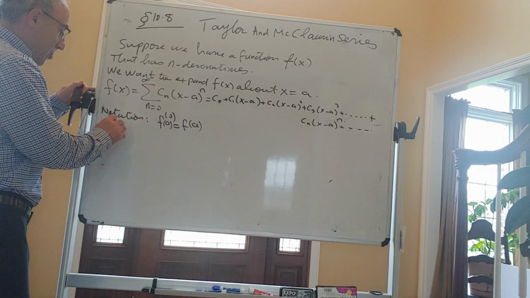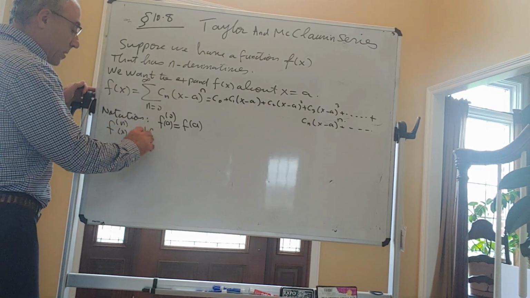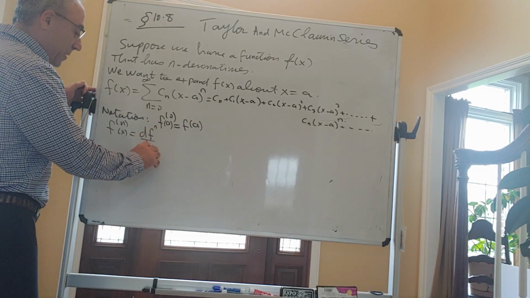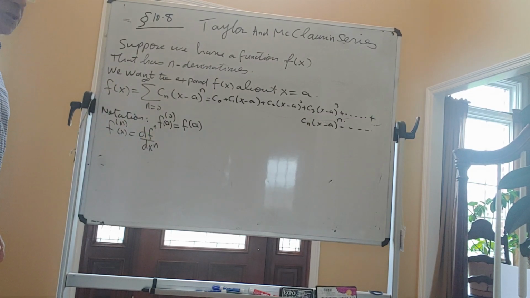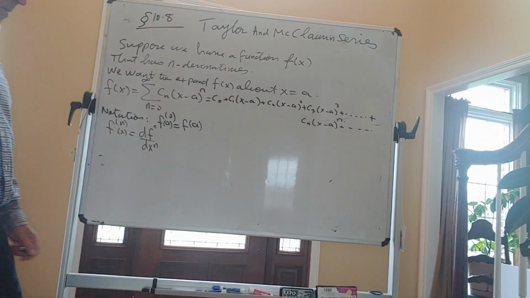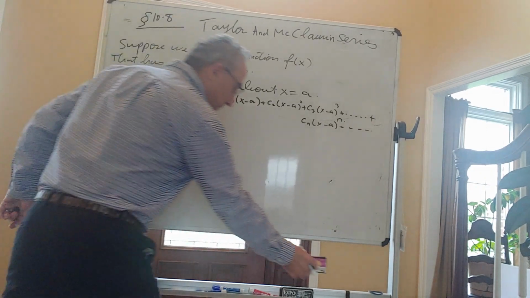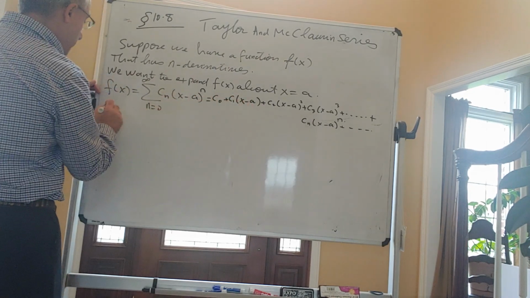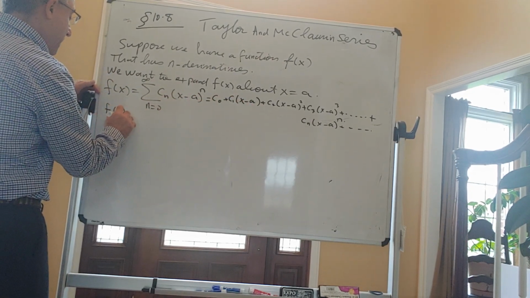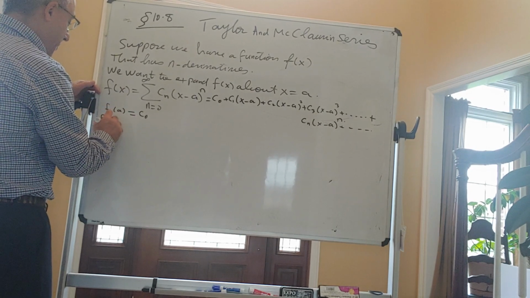And the other notation is f^(n) of x. That means d^n f over dx^n, so this is the nth derivative. So this is the notation we're going to use here. Okay, so with that in mind, we have f of a equals c0.